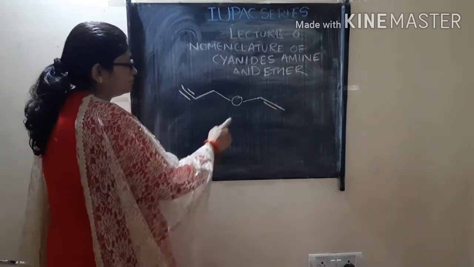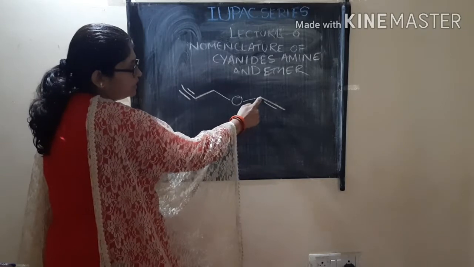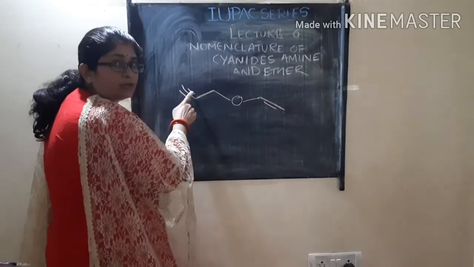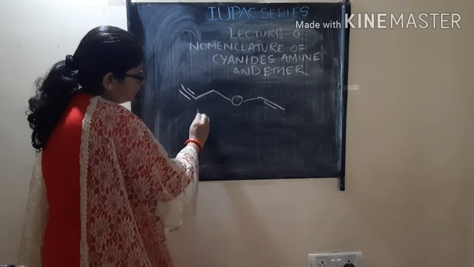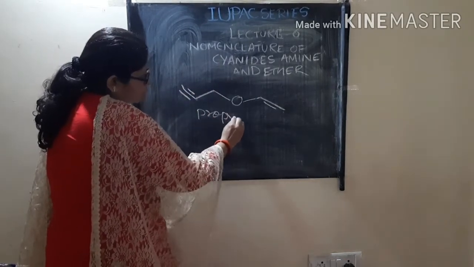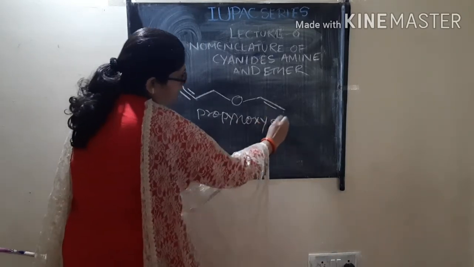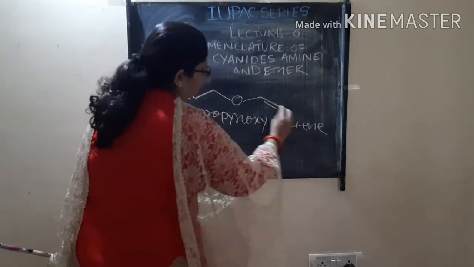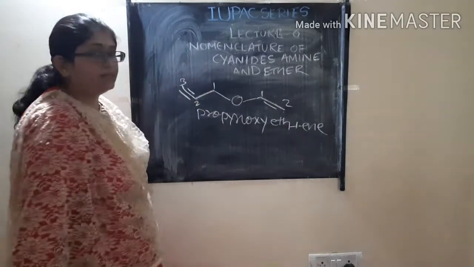See here, students. How many carbon this side? 1, 2, 3. How many carbon this side? 1 and 2. But it has a double bond. Double bond will get priority over the triple bond. So it will be 1, 2, 3, propynoxy, it 1 ene. 1, 2. 1, 2, 3. Understood, students?